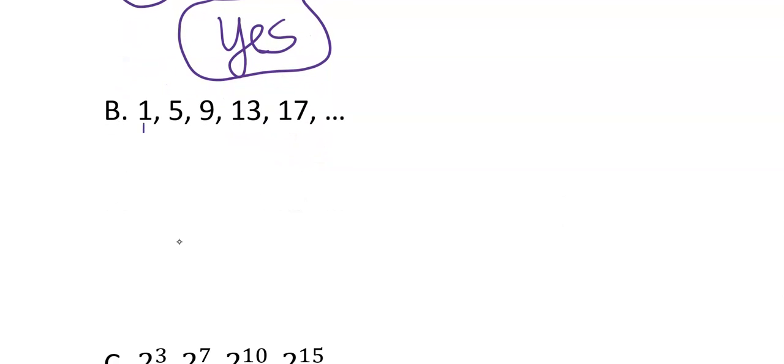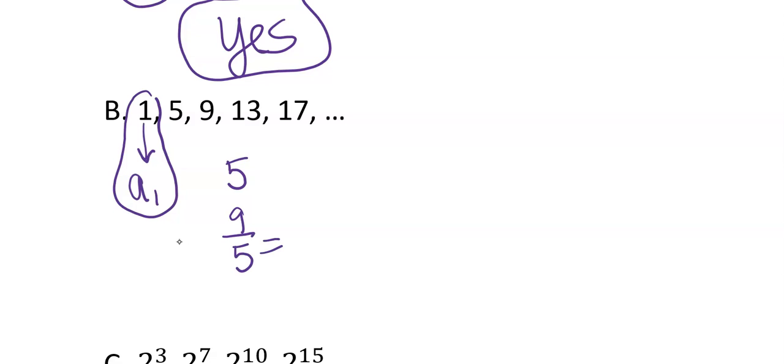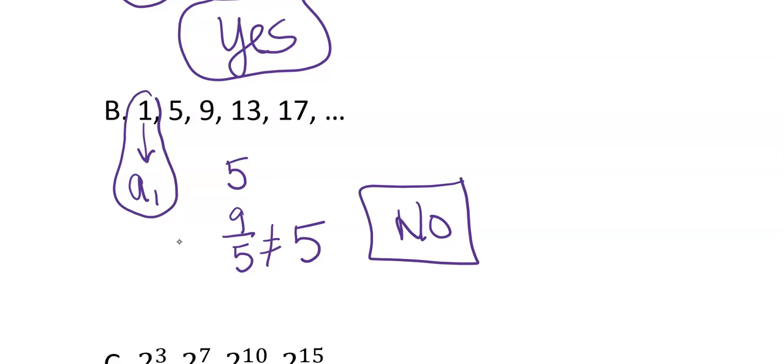The next one, our first term is 1. 5 divided by 1 would be 5. 9 divided by 5 would not be 5. So this one is no, and it's because there's no common ratio.